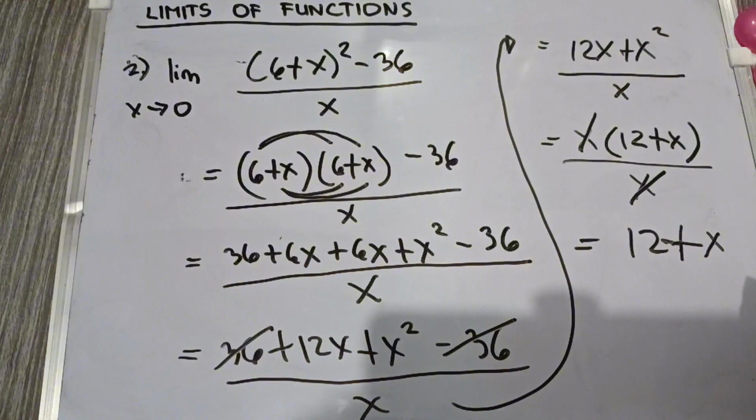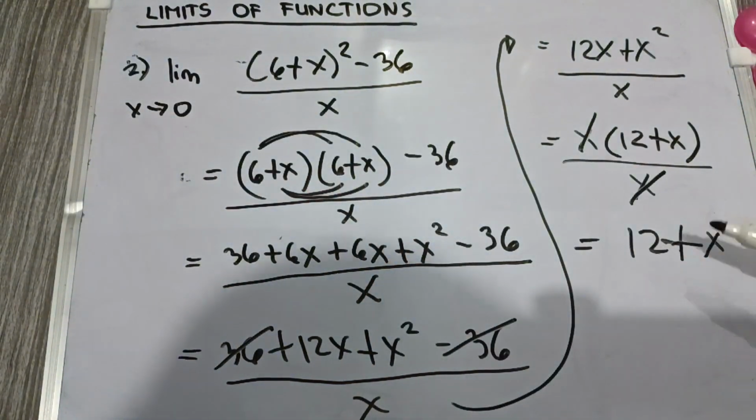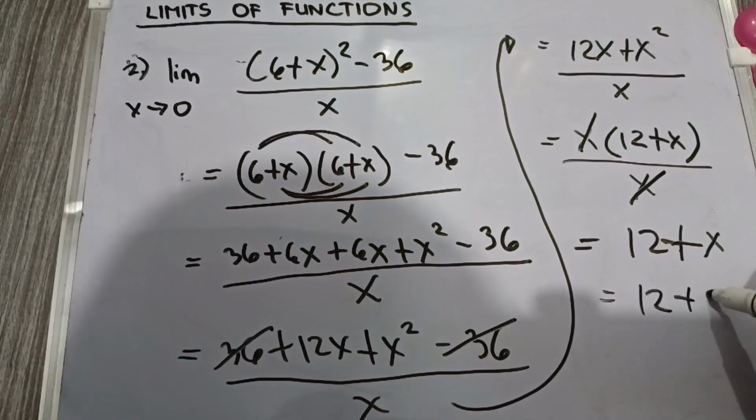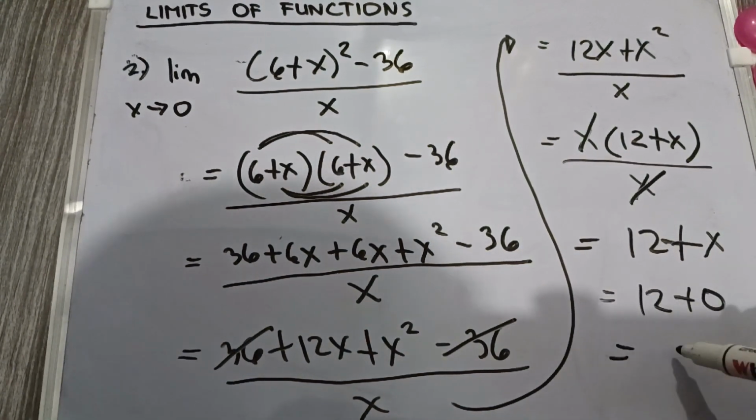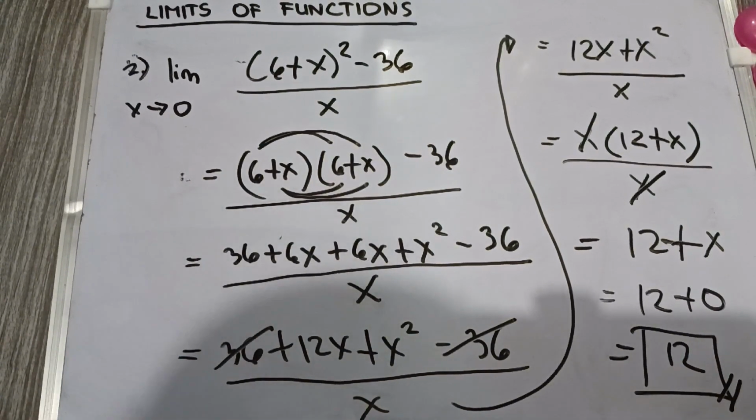We can now substitute the value of x into this. So 12 plus 0 is 12. Now this is the answer.